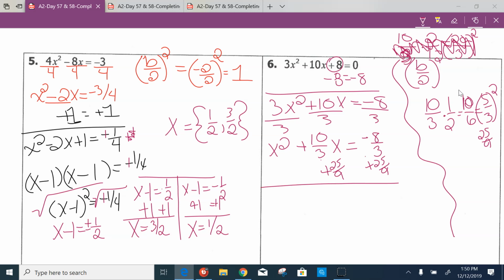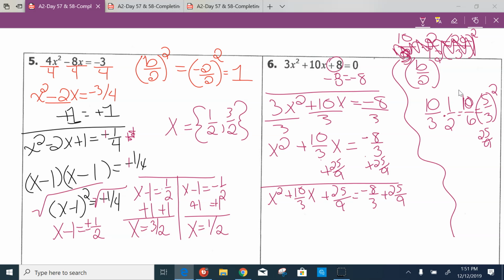So when you finally work it out, what you end up with is x squared plus 10/3 x plus 25/9 equals negative 8/3 plus 25/9. That is a really ugly, dirty fraction. I can go ahead and give you the factored form.